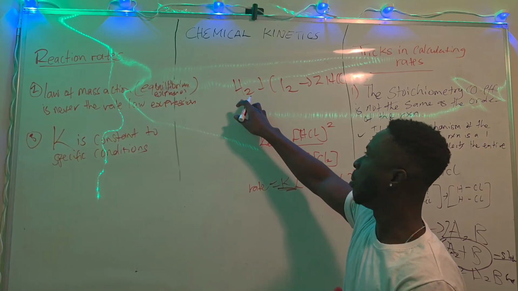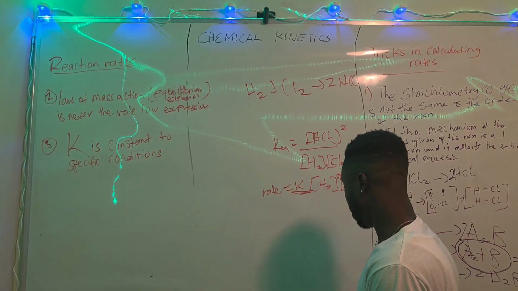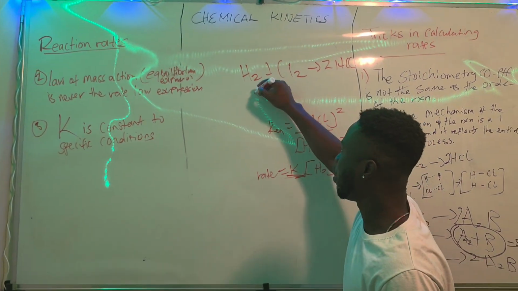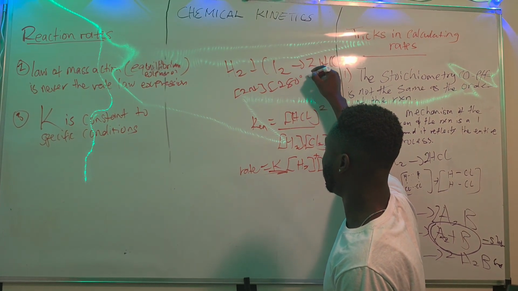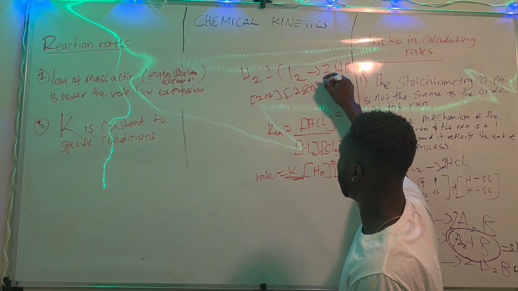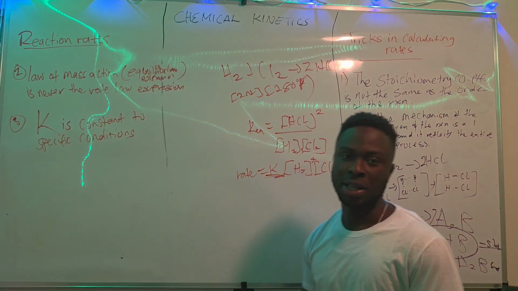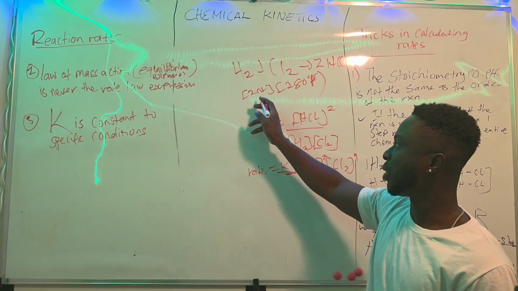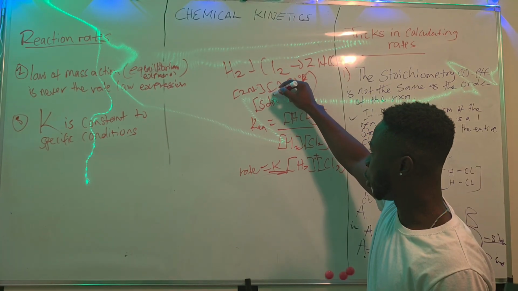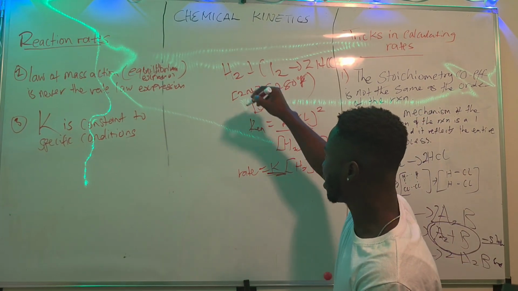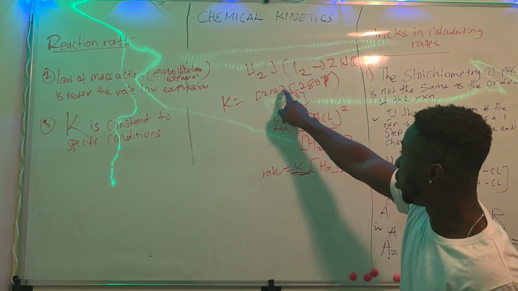If I have hydrogen gas combined with chlorine gas to form hydrochloric gas, now if I do this under a partial pressure of say 2 atmospheres and a temperature of 280 degrees, Kelvin is fine, under the pressure of this and a volume of, let's say, 5 decimeters cubed, then the K for this equation, which is the rate constant K, is only specific to these conditions.